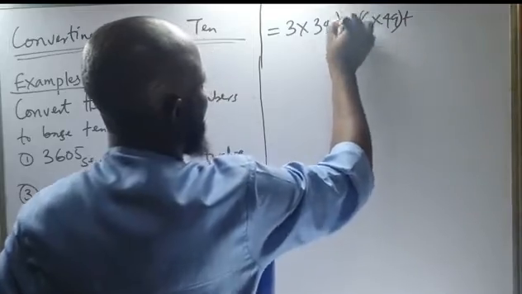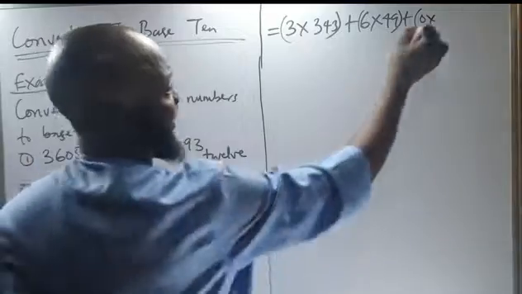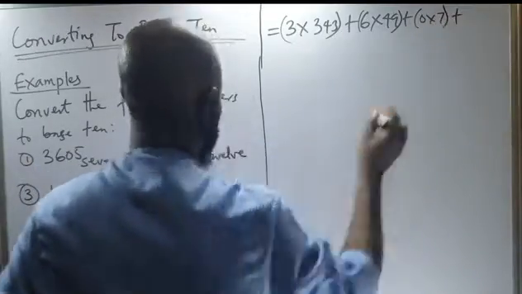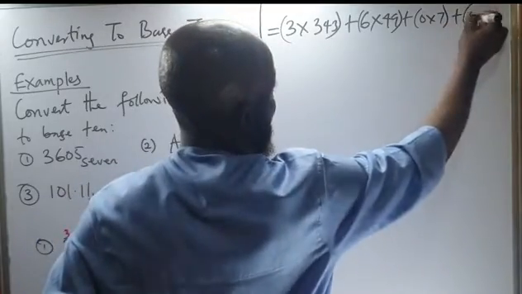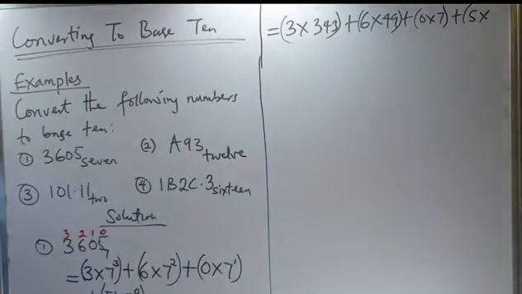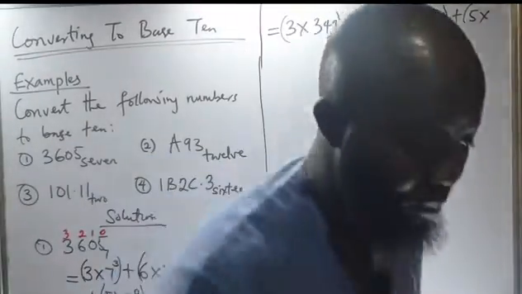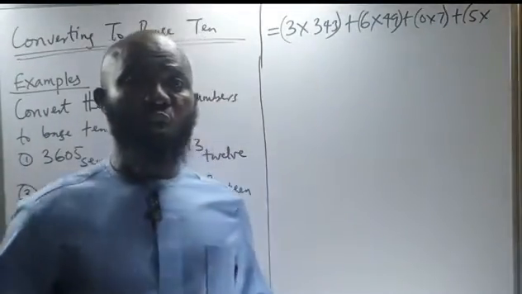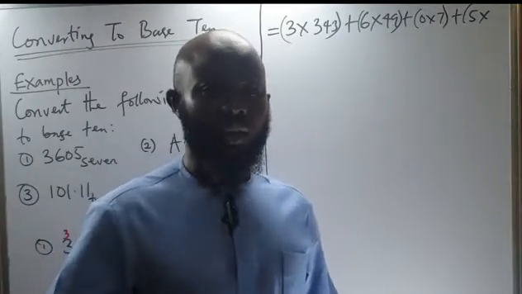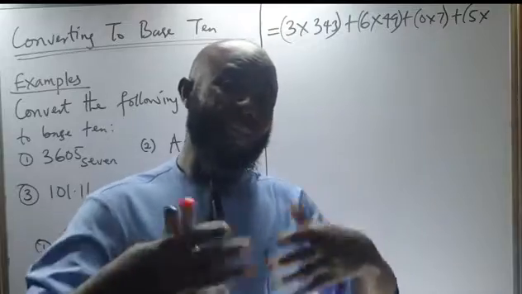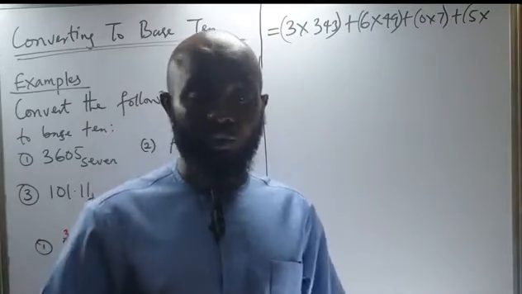Can still put in brackets. Do not make mistake. 0 multiplied by what? 7 raised to power 1 is 7, plus the next, this one, 5 times 7 raised to power 0. Any number raised to power of 0, please take note, is 1. Even if it is 1 million that is raised to power 0, the answer is 1. Even if it's a letter that is raised to power 0, the answer is 1. If you raise your name to power of 0, it is 1.